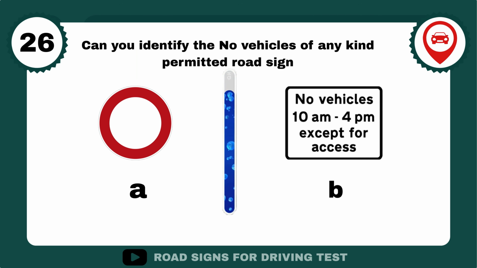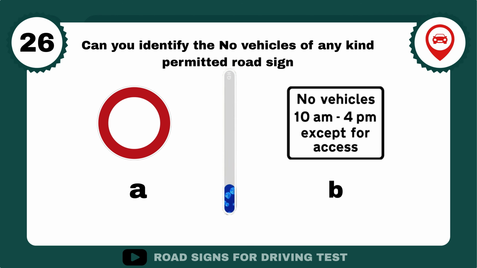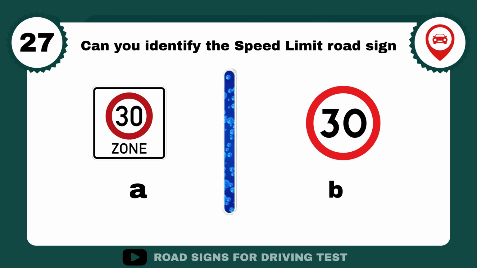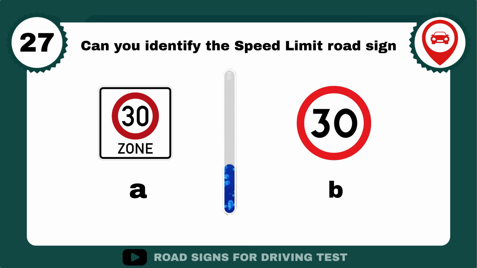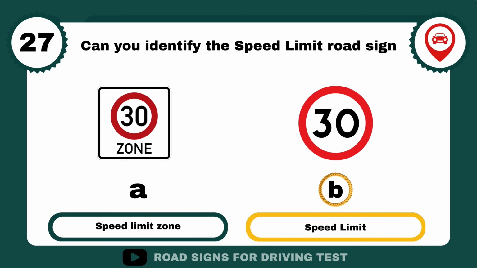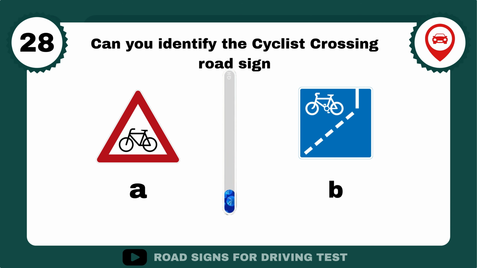No vehicles of any kind permitted sign. A. Choose the correct speed limit road sign. B. Which one shows a cyclist crossing ahead? A.